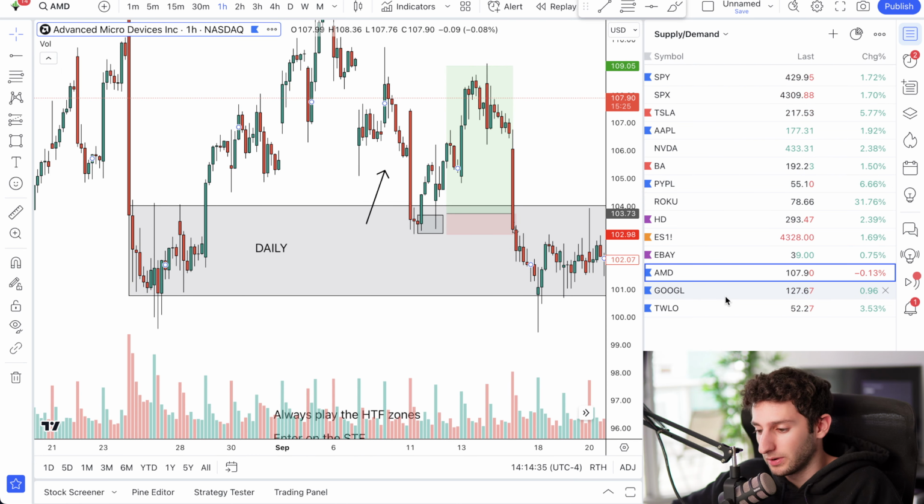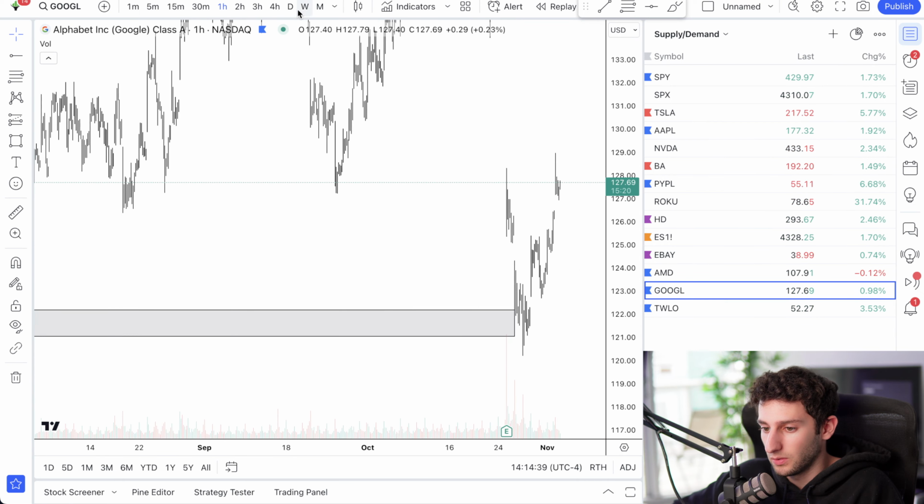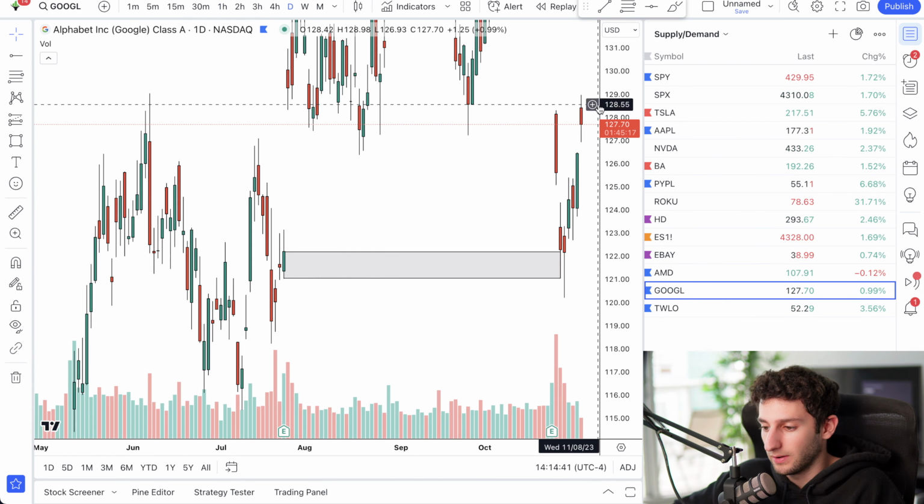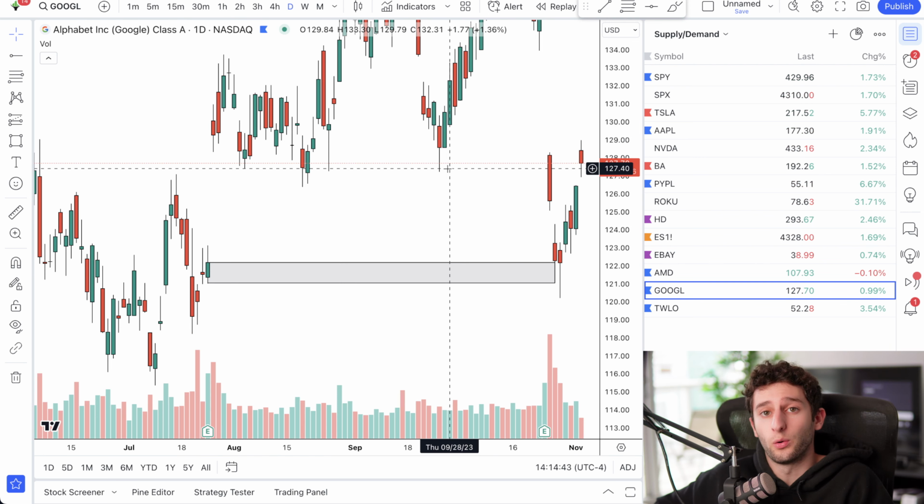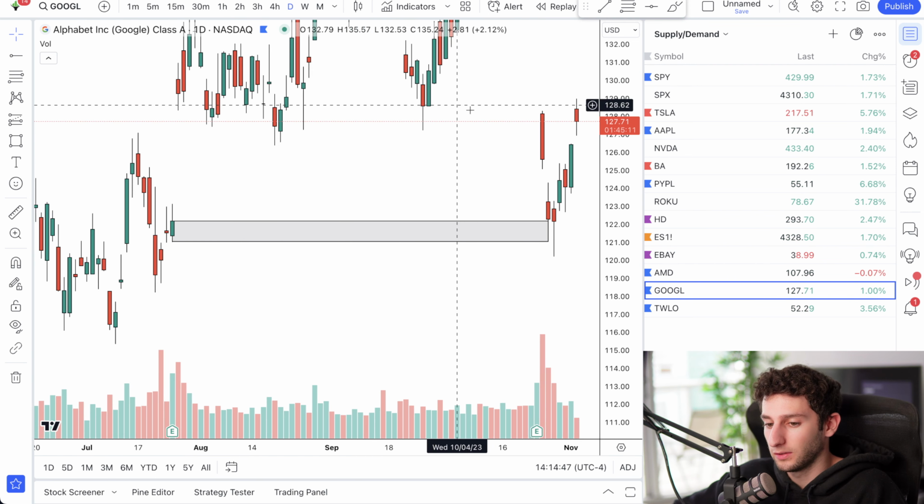So let me show you another example on Google. Okay, take a look here on Google. Now, if I take a look at the daily chart, and this is actually an example where a zone failed, but a trade still would have worked out. This is really key. So take a look here.